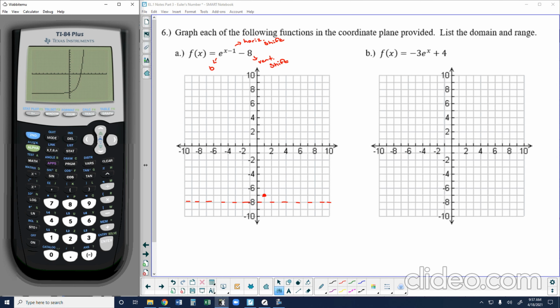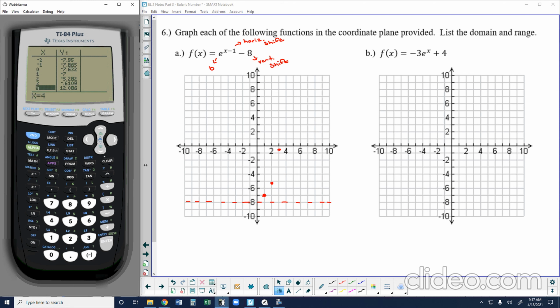To the right, I'm going to plot some points. Here's my origination point at (1, -7). Then at 2, negative 5.2, which is between negative 5 and negative 6, pretty close to negative 5. Then 3 is at negative 0.61, which is almost in the middle of 0 and negative 1.